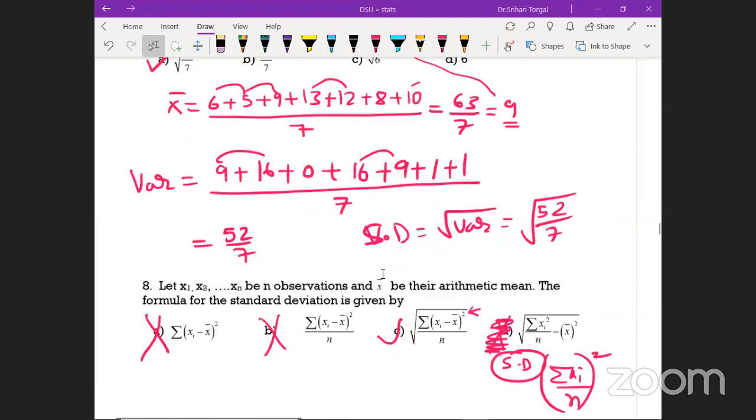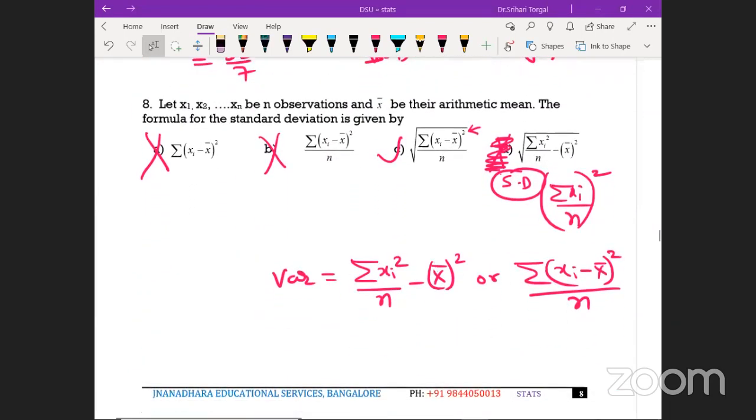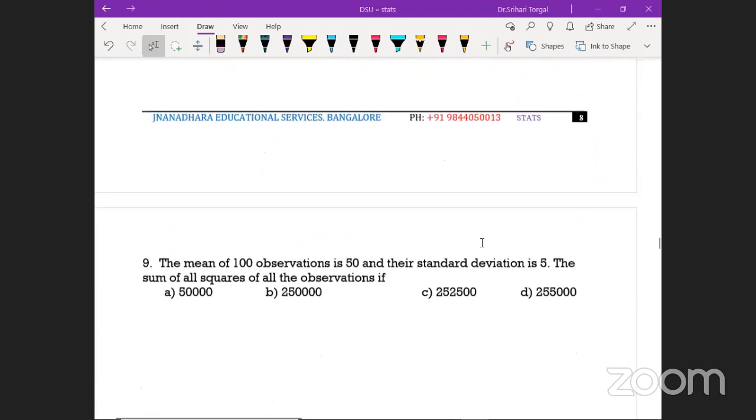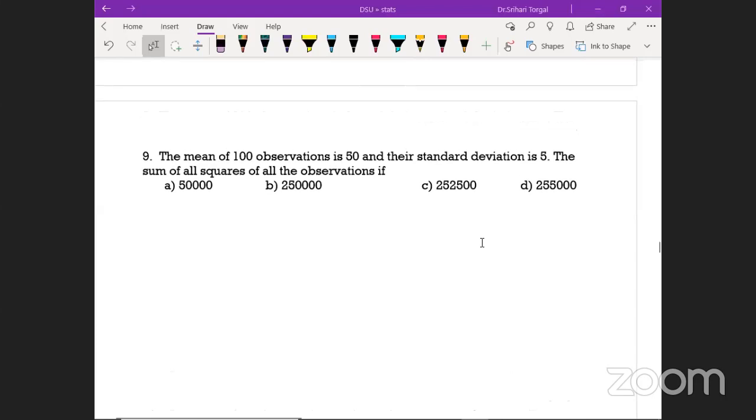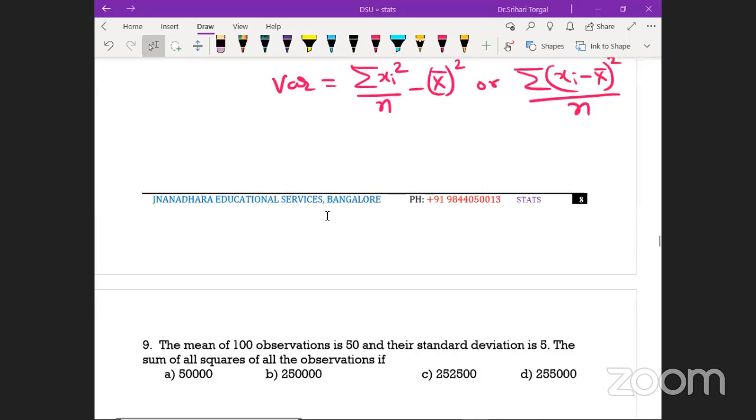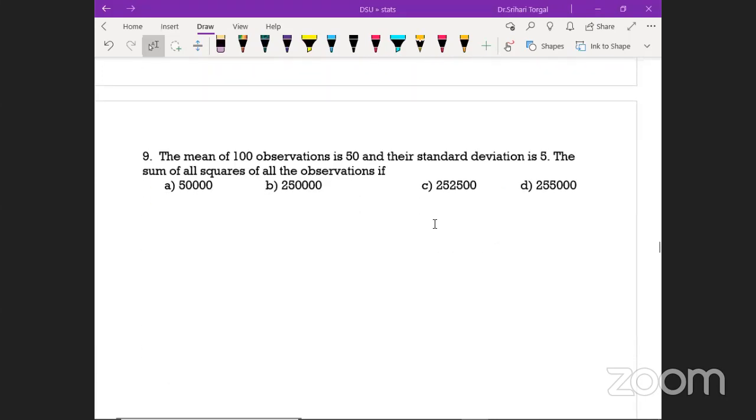Xi minus x bar whole square divided by n. Now we'll move on to this question. Question number 9. The mean of 100 observations is 50 and the standard deviation is 5. The sum of squares of all the observations. This kind of problem is important and has been asked in the examination already.